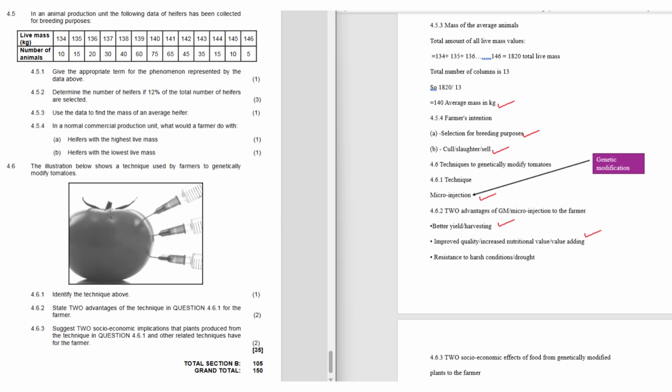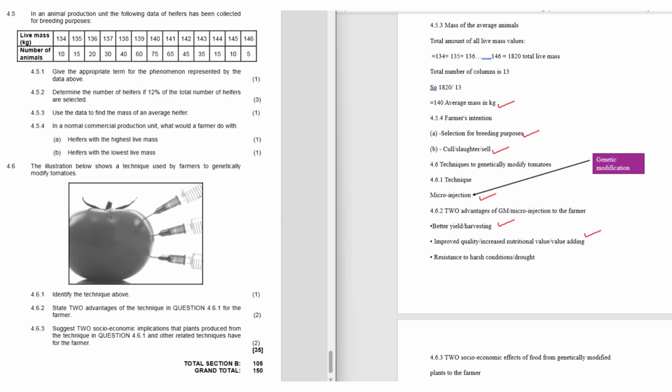Then the answer that you will get after adding all those values is 1820, which is the total live mass. Per kg, you need to divide that total amount of live mass by the total number of columns. We have how many columns here? We have 30. So we're going to say 1820 divided by 30. The answer that you get is 140.